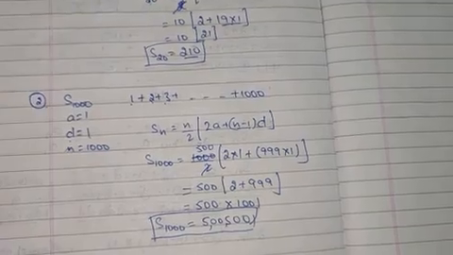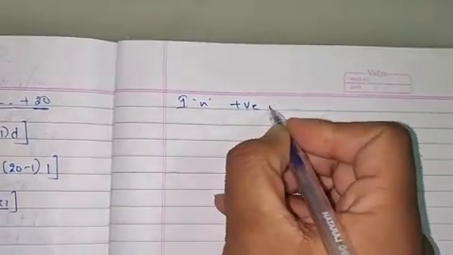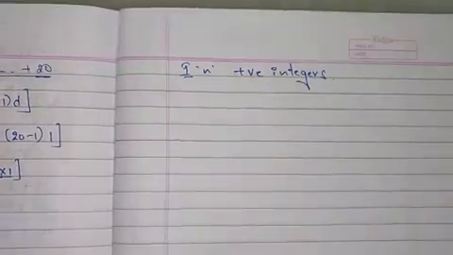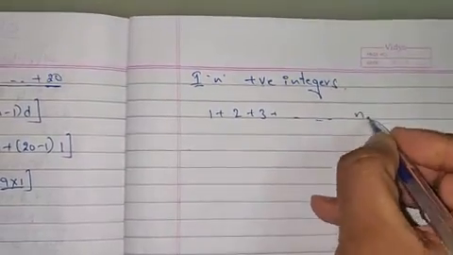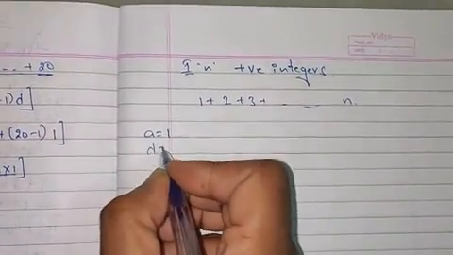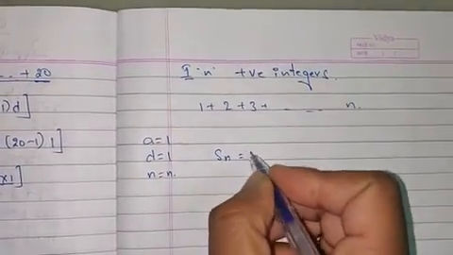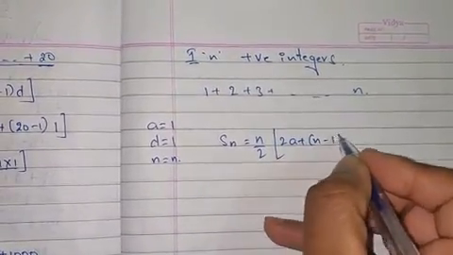Let us derive a formula to find the sum of n terms. We know the sum of n terms, but what type of terms are these? These are the first n positive integers. As we know, 1 plus 2 plus 3 and so on, the last term will be taken as n. So let us write what all we have. a is equal to 1, d is equal to 1, and the last term, that is n. Let us substitute in the formula. Sn is equal to n by 2 into bracket 2a plus n minus 1 into d.